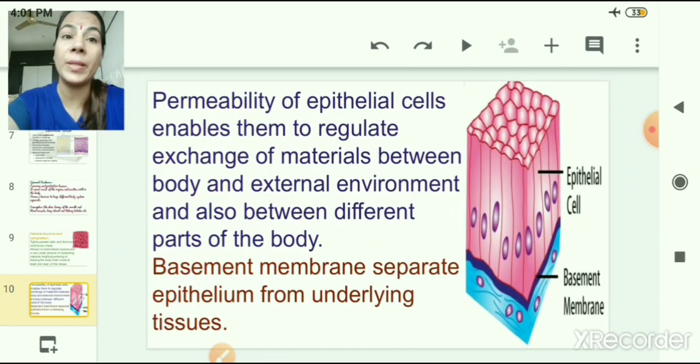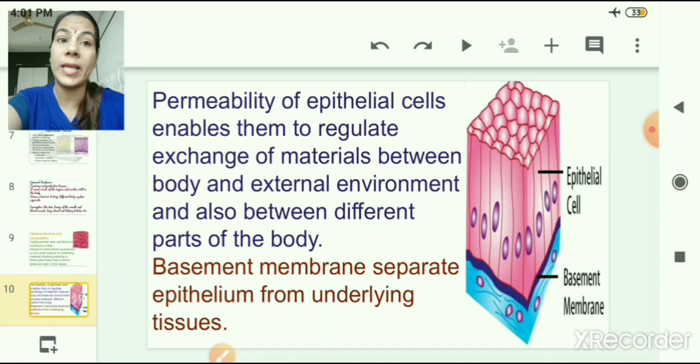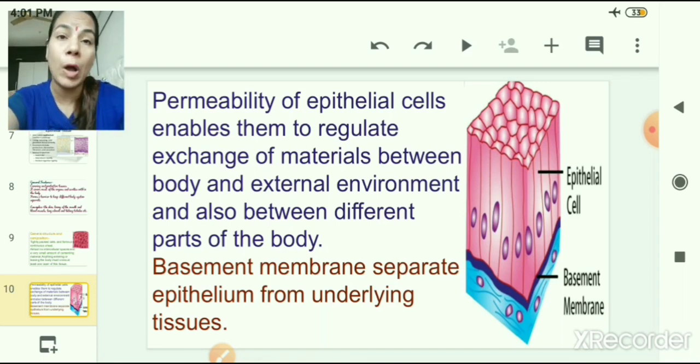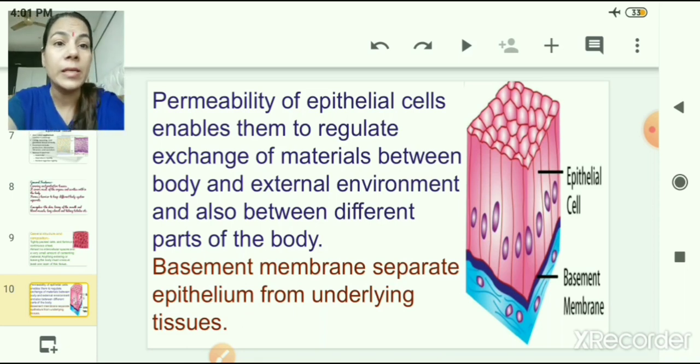So this tissue plays a very important role in protection and transportation of various things. Permeability of epithelial cells enables them to regulate exchange of materials between the body and the external environment and also between different parts of the body. So this epithelial tissue plays a very important role in transporting various things in and out of the body, in between the different organs, etc. And there is one more very unique, specific feature of these epithelial tissues, that is the presence of a basement membrane.